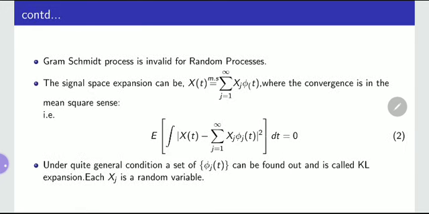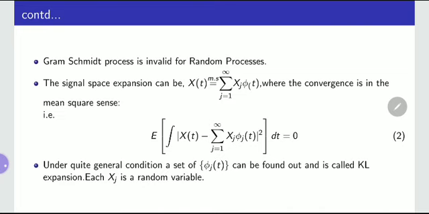Now the problem here is that this Gram-Schmidt process is valid only for deterministic signals. So it is invalid for a random process. We can't represent a random process as a point in an N-dimensional signal space.